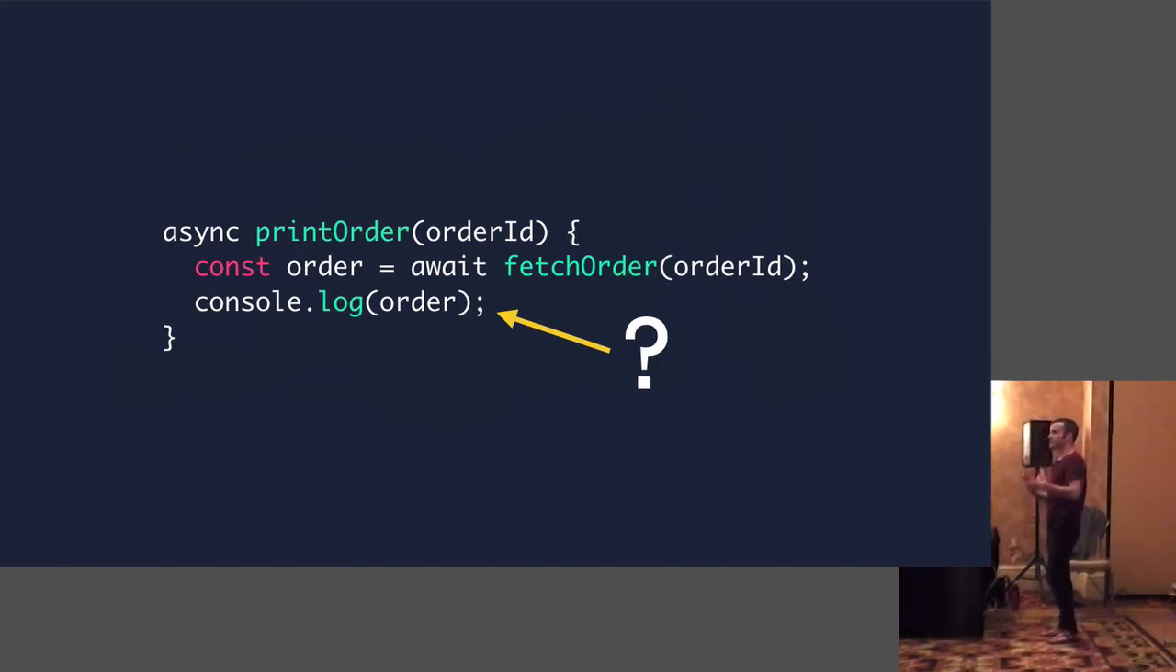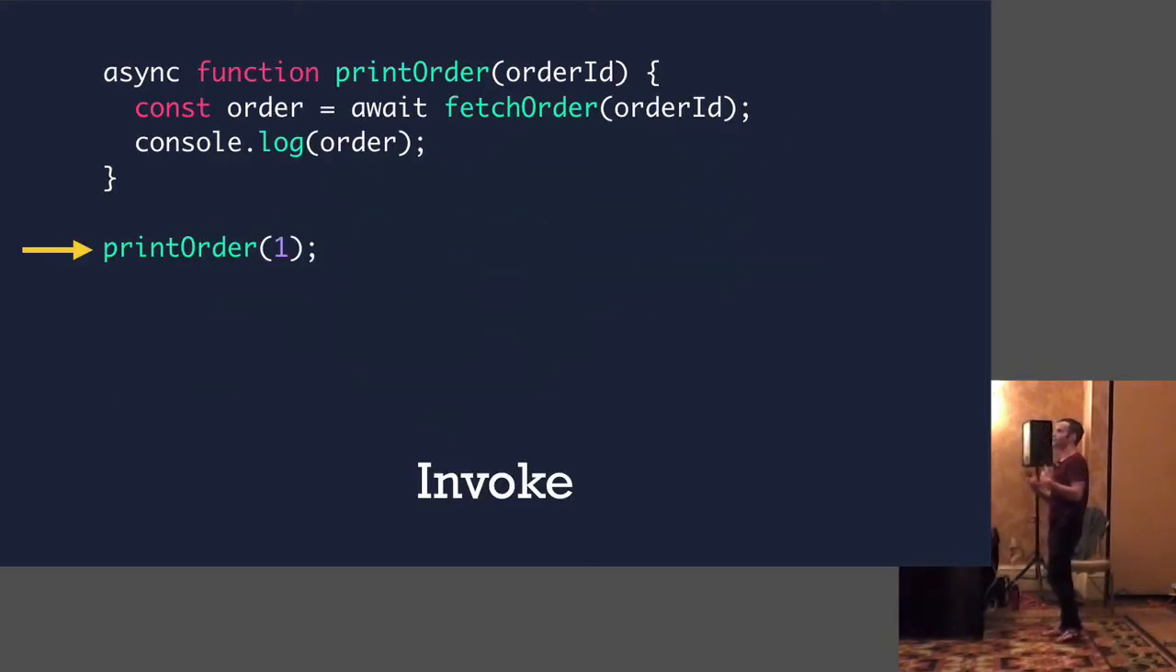So I've mentioned this is synchronous looking code, but it's still underneath the hood promises and it's asynchronous. So we're going to log out the order here. How is that going to happen in this case? Because if we tried this with just normal asynchronous code without an async function, this wouldn't work. It would go through the function immediately. We can't reference the order yet.